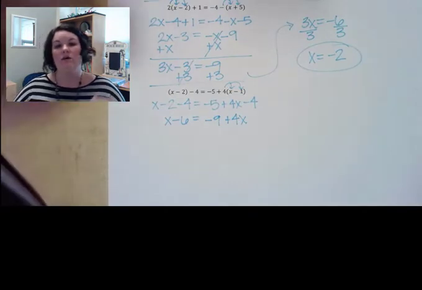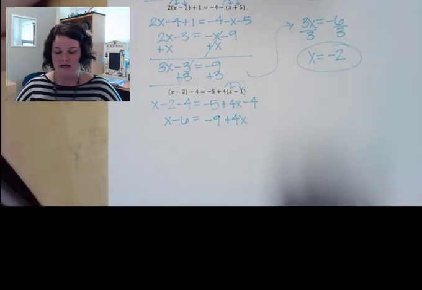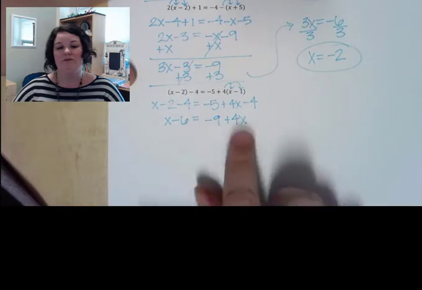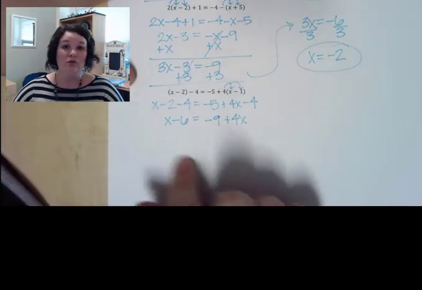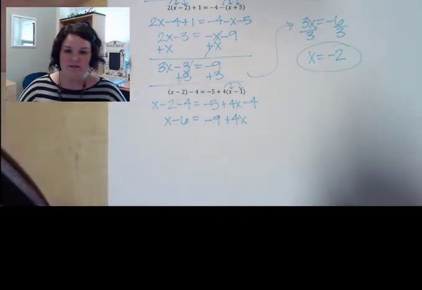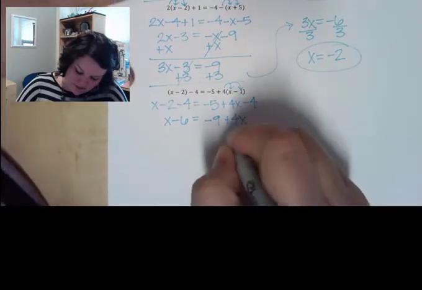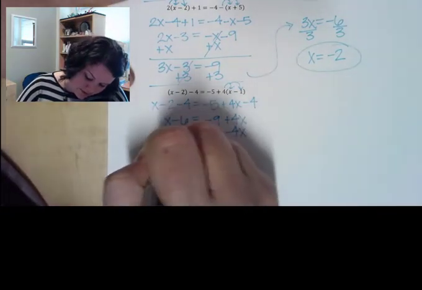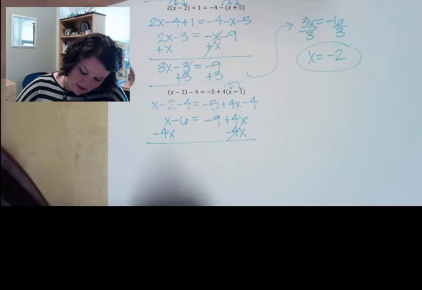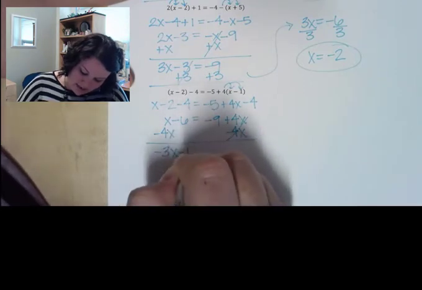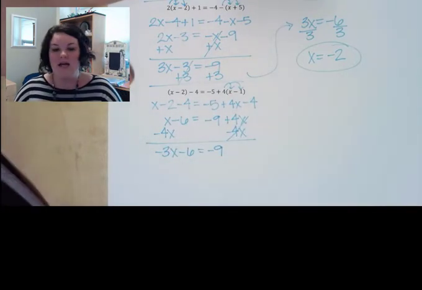Okay. And now I want to move all my x's to the same side. I'm going to just keep moving them to the left. It really doesn't matter which side you move them to, but just for the sake of consistency, I'm going to move it to the left. So I'm going to subtract 4x from both sides. So I end up with -3x minus 6 is equal to -9.